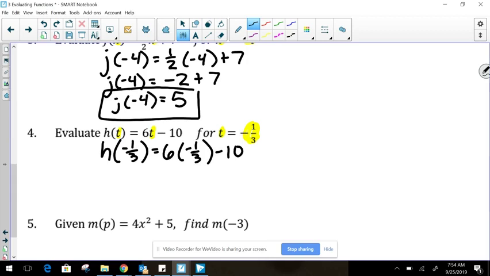Okay, let's multiply 6 times -1/3. If you're thinking, what? Think of multiplying fractions. Top times top is -6. Bottom times bottom is 3. What's -6 divided by 3? Should get -2. So this part here is equal to -2.